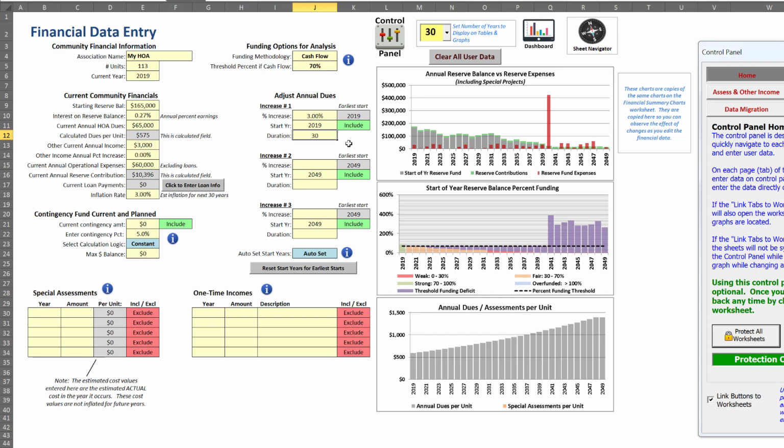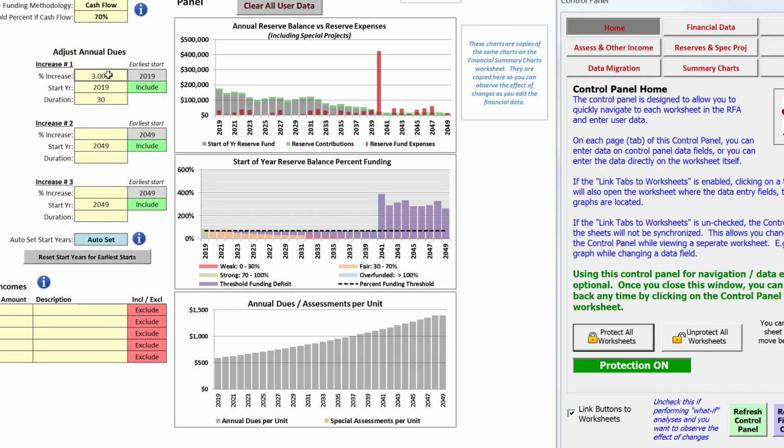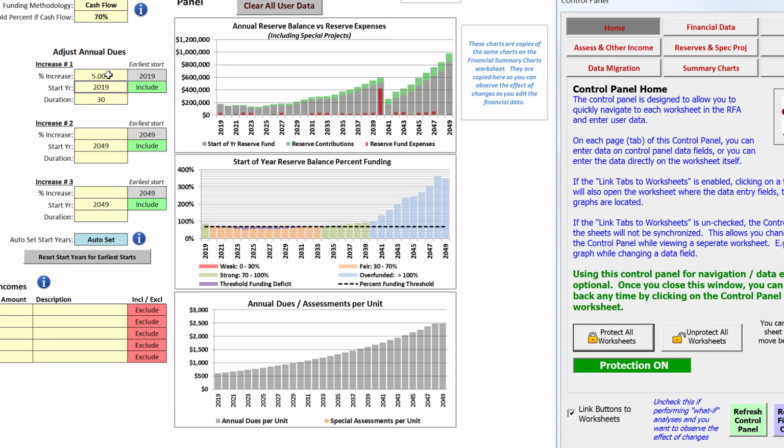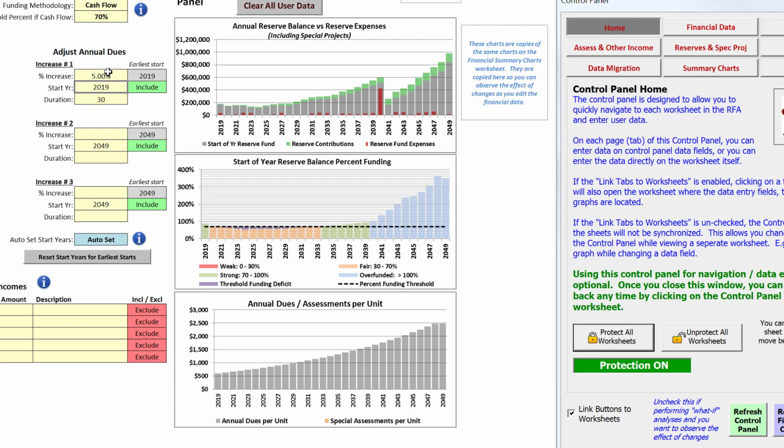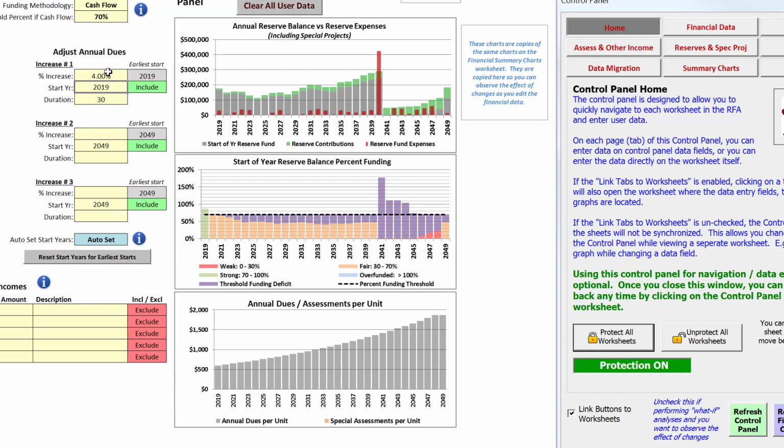Now, there's a couple ways we can do that. About the most painless way would be to perhaps raise the annual dues, make it 5% per year. And 5% per year works pretty good, with one problem. Starting in 2040, as you can see in this graph, we go overfunded. So we can back this off and see what 4% does. Well, 4% still leaves a shortfall. So at what point do we get the right balance? So it becomes a trial and error.